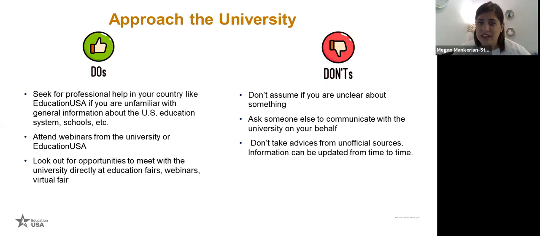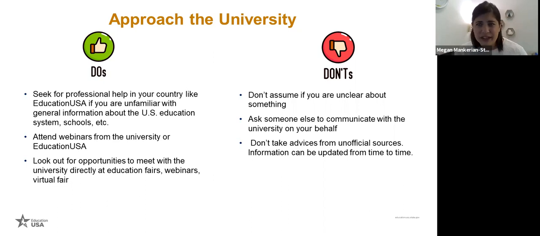Asking someone else to communicate with the university on your behalf is also not a good thing to do. I know sometimes you might have your parents doing something for you, or you might have a teacher do something for you. But when it comes to your college applications, this is something that you should be responsible for, and you should really take ownership of this process. So make sure it's only you that's contacting us.